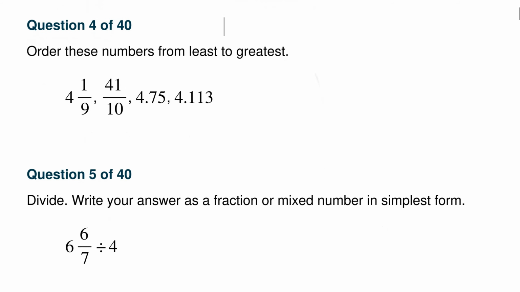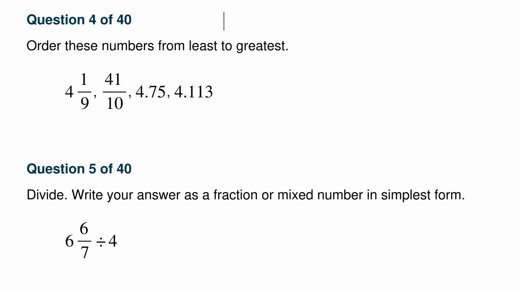Okay, number 4. Order these numbers from the least to greatest. The easiest way to do this is to write them all in decimal. So 4 and 1 ninth. 1 divided by 9 will give you 0.111111. So that will be 4.1 with a bar on top. 41 divided by 10 will be 4.1. And the other two are 4.75 and 4.113.